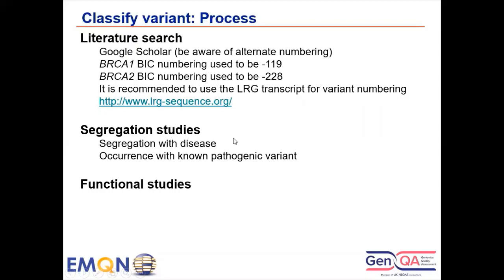Segregation studies have their limitations, of course, in the context of hereditary cancers, but they are especially useful if you see the occurrence of a BRCA1 or 2 variant with a known pathogenic variant on the other allele, and if the patient does not display Fanconi anemia phenotype, it's a strong argument against a pathogenic effect. And then the functional studies can also be looked up in the literature.